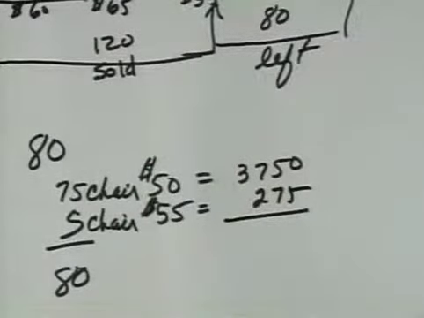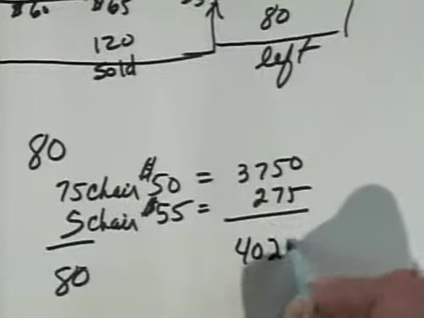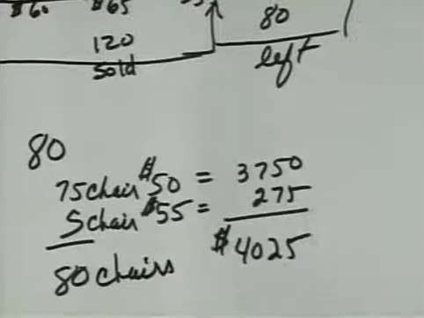Does everyone see where I'm coming up with those numbers? The value of my inventory for those 80 chairs is a different number. It's 4025. It's because I'm using a different method to evaluate my inventory: weighted average. 75 times 50, add those two up, then add those together.